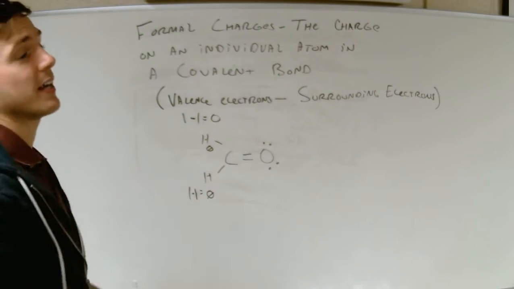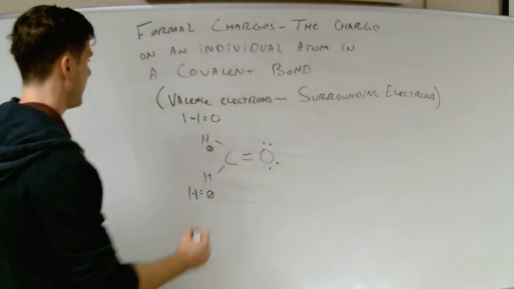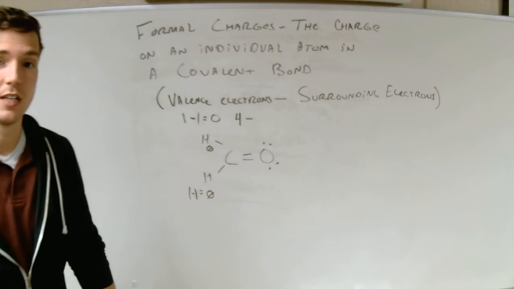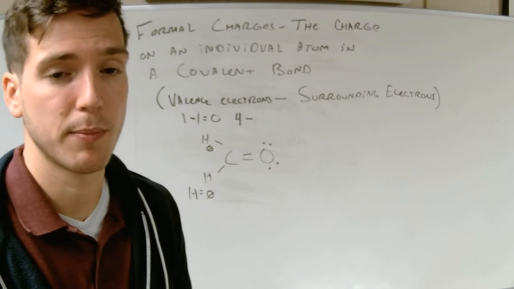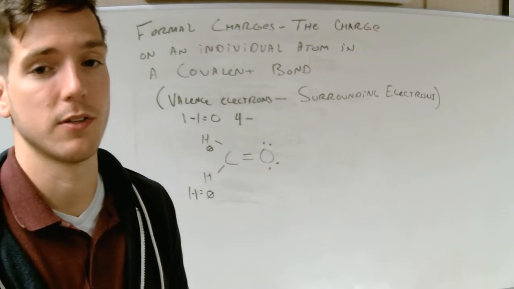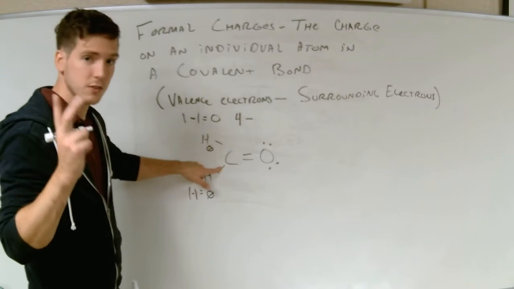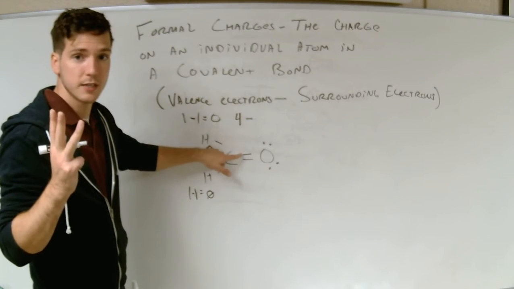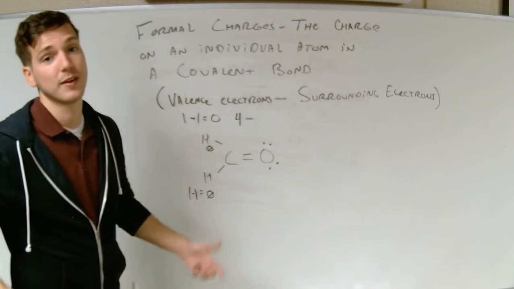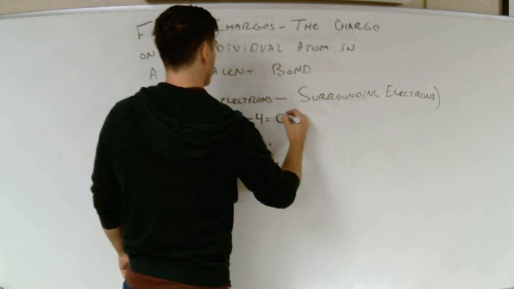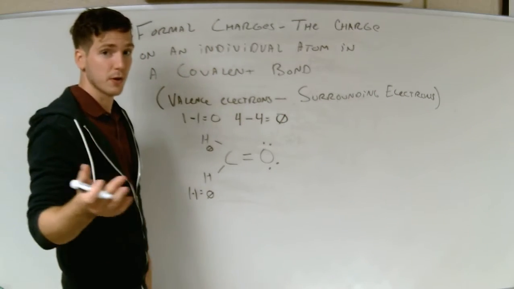Let's look at carbon. We look at the periodic table. It's in the 4th column. It has 4 valence electrons. Let's go ahead and count up how many surrounding electrons there are. Each bond is 1, so 1, 2, 3, 4. Surrounded by 4 electrons, so it also has a formal charge of 0.